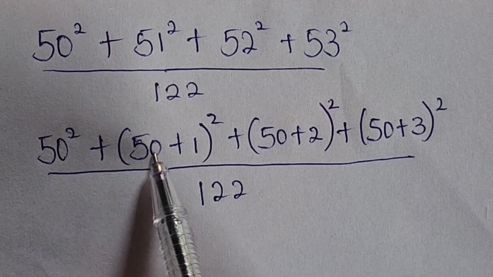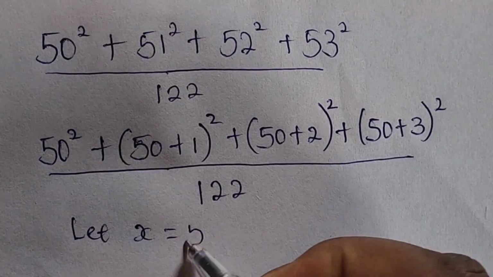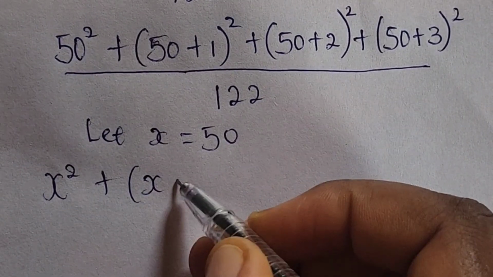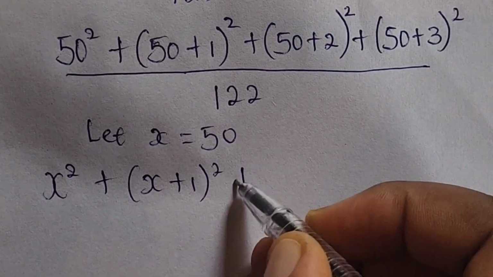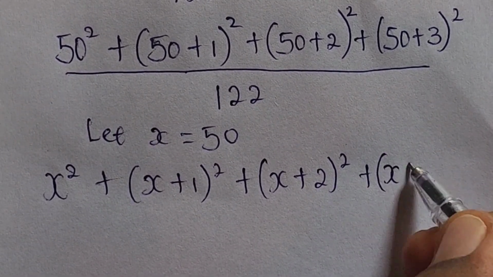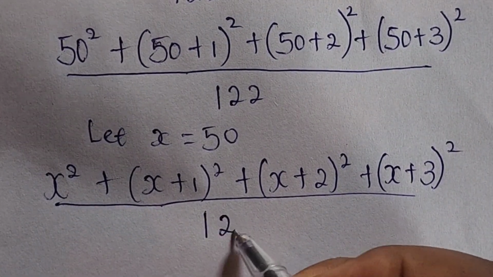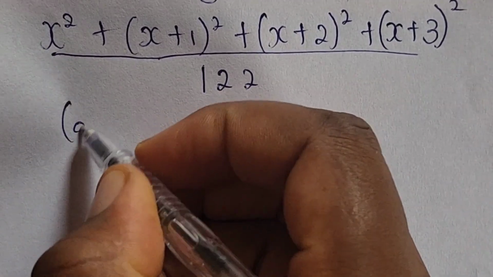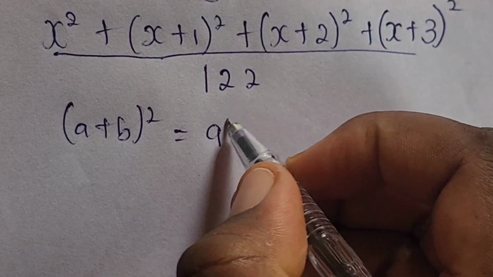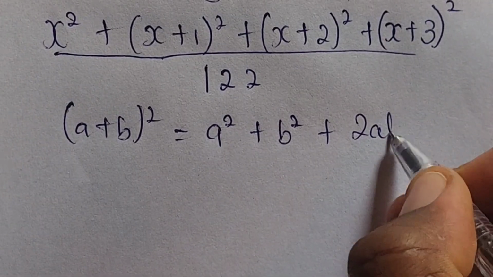So from here we have a common value. So let our x be equal to 50. We have x to the power of 2 plus x plus 1 all to the power of 2, we have x plus 2 all to the power of 2, and we have x plus 3 all to the power of 2, all over 122. So from here, let's recall that a plus b all squared is equal to a squared plus b squared plus 2 times a times b.